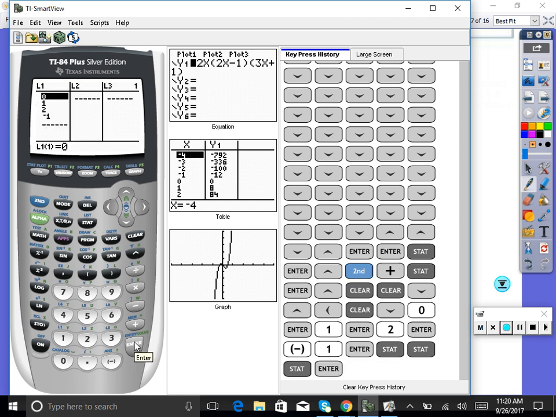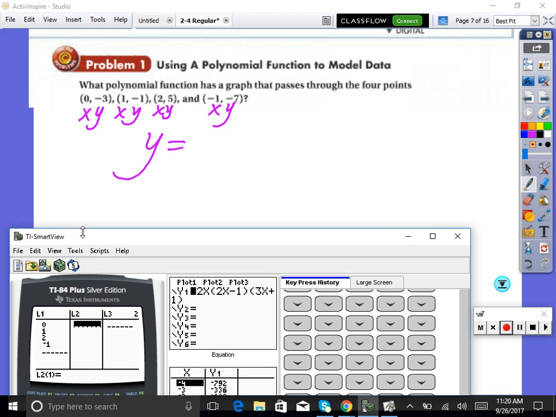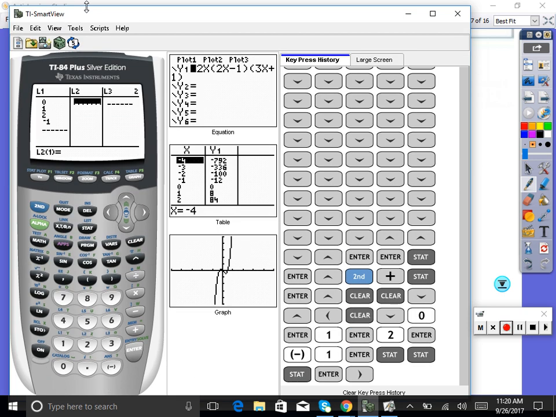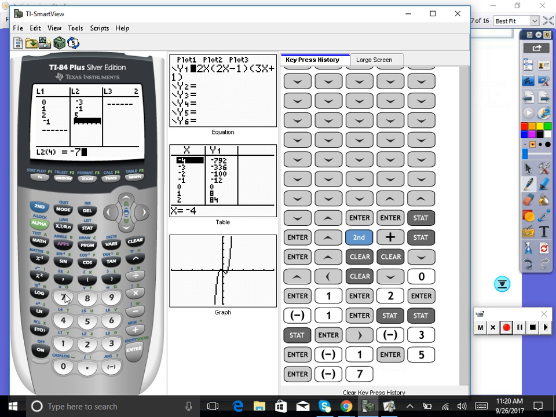Okay, now in list 2, type in the corresponding Y values. They've got to be the correct X and Y values that match up. So -3, -1, 5, and -7. Now notice something. Did I have to type these X points in order? No, our calculator will do it for us. So it's so nice. We don't even have to think. Does that make sense? You don't need to put them in order or anything. These do need to match up though.